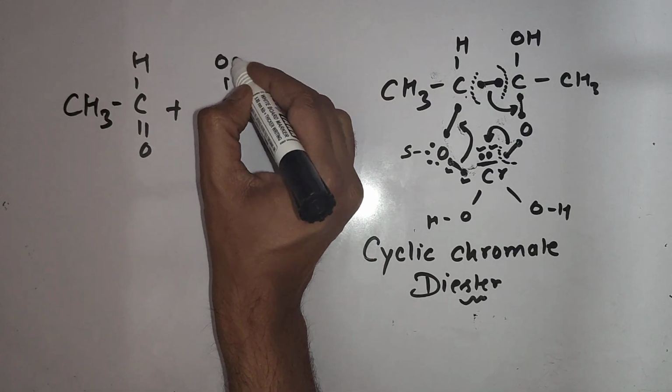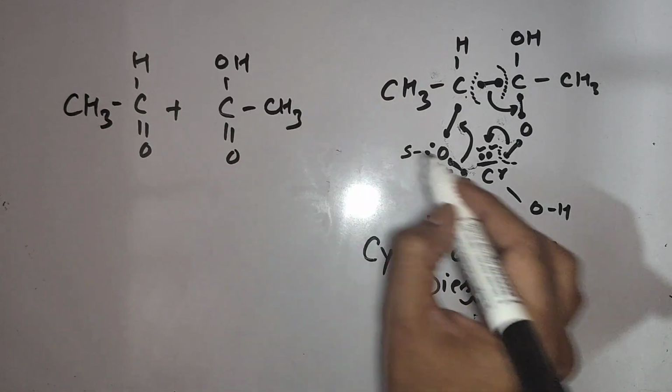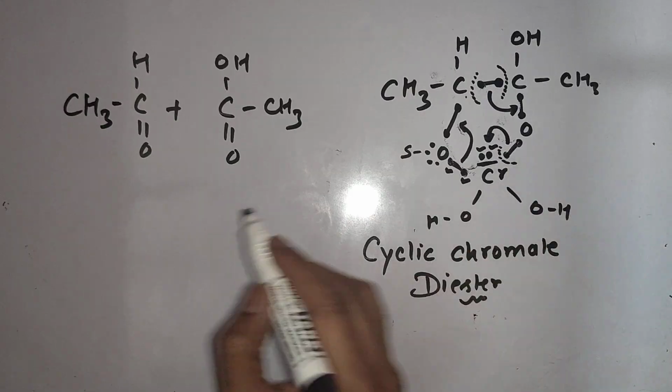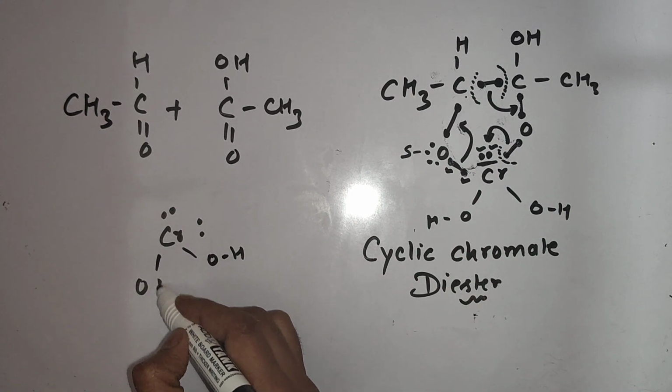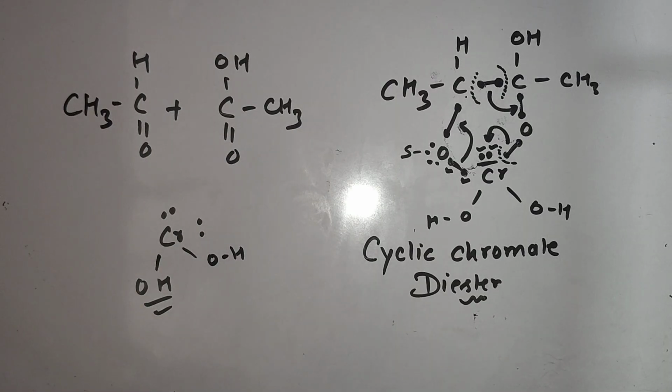Between this carbon and this oxygen a double bond will generate, and you can check two pairs will come on chromium with OH. It is the same as the previous one. That's it. This is the end of the video.